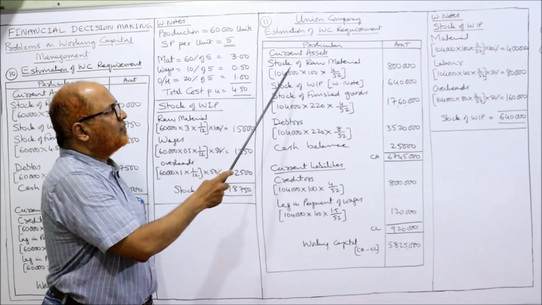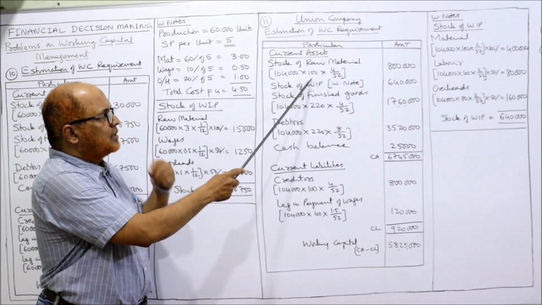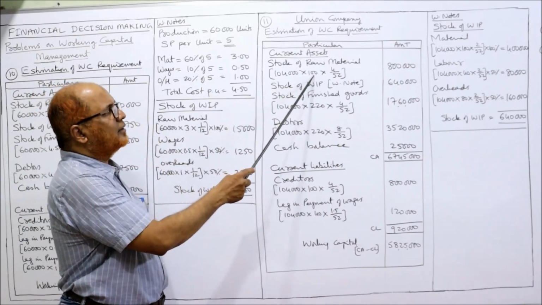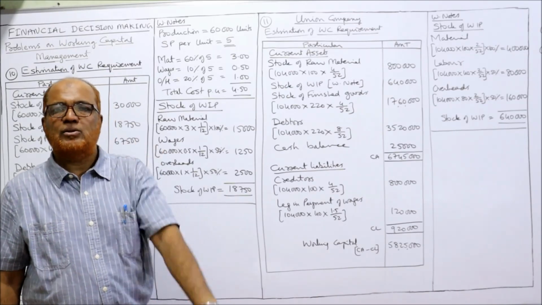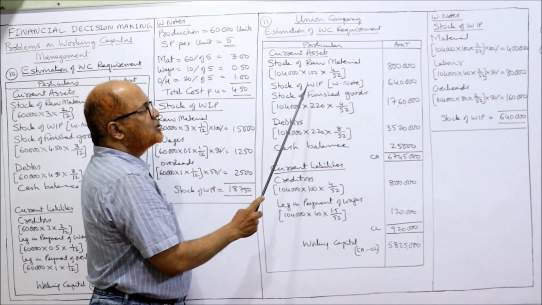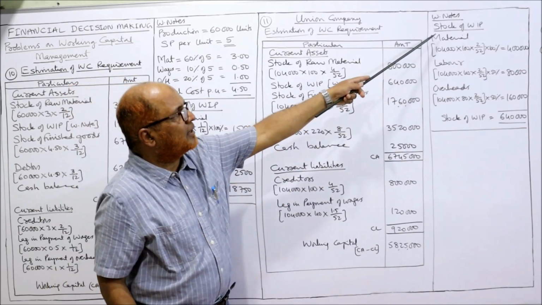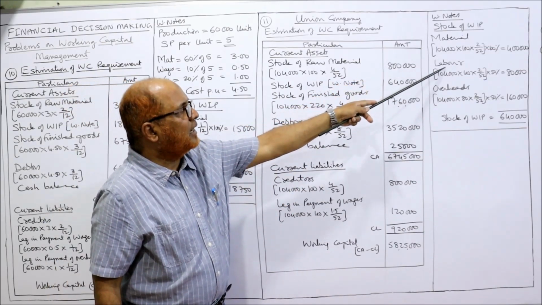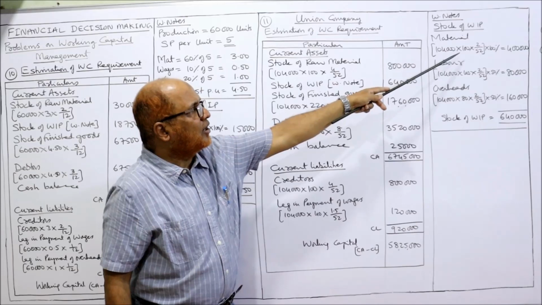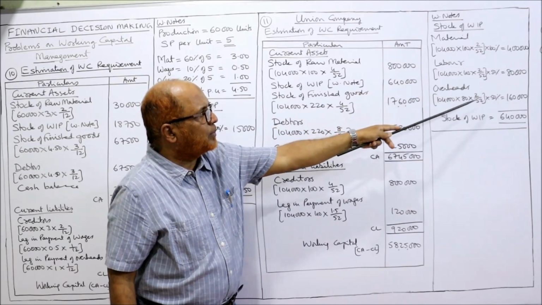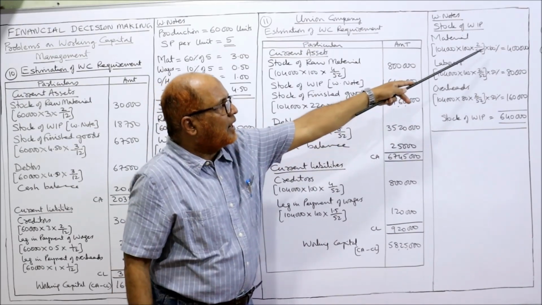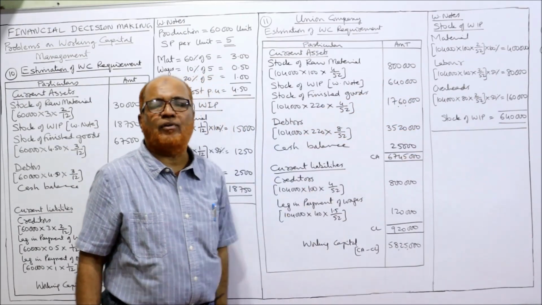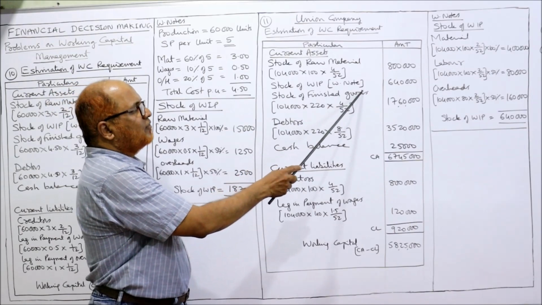So stock of raw material: 1,04,000 units into 100 rupees. Material cost per unit is 100 into 4 by 52, 4 weeks. So 4 by 52, 8 lakh. Stock of work in progress: here I have calculated material, labor, overhead. So 100 rupees per unit material, labor 40 rupees, overhead 80 rupees. 2 weeks is the processing period. Here 100%, 50-50. So 6,40,000 is the stock of WIP.